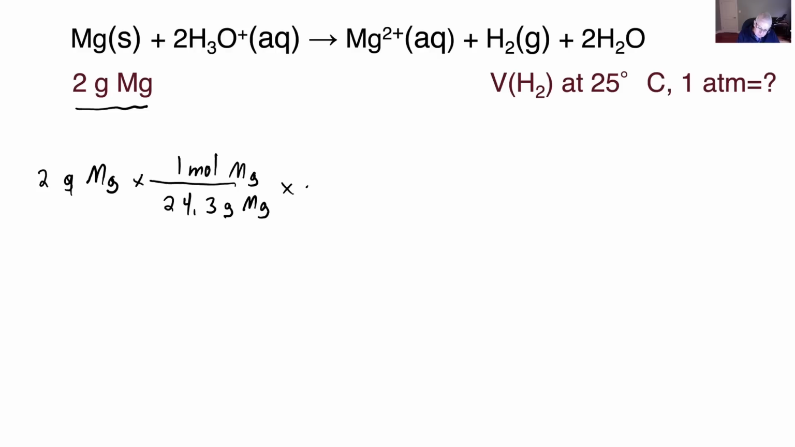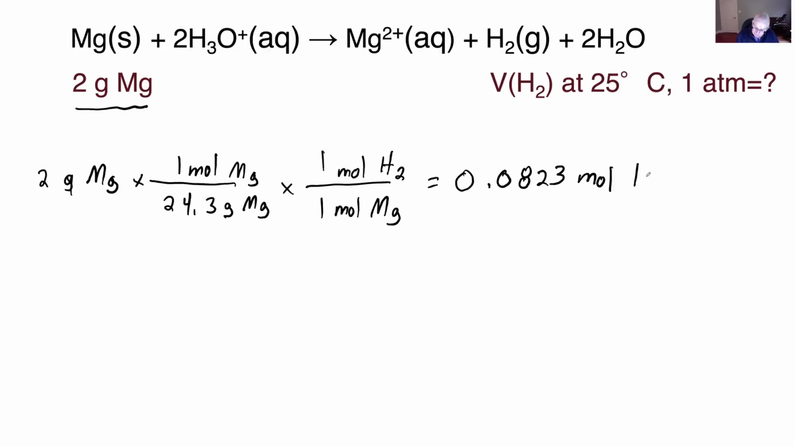My equation tells me that 1 mole of magnesium makes me 1 mole of H2, so my stoichiometry is friendly. And if I multiply that out, that tells me I have about 0.0823, it says in my notes, moles of hydrogen. That's how much I formed.